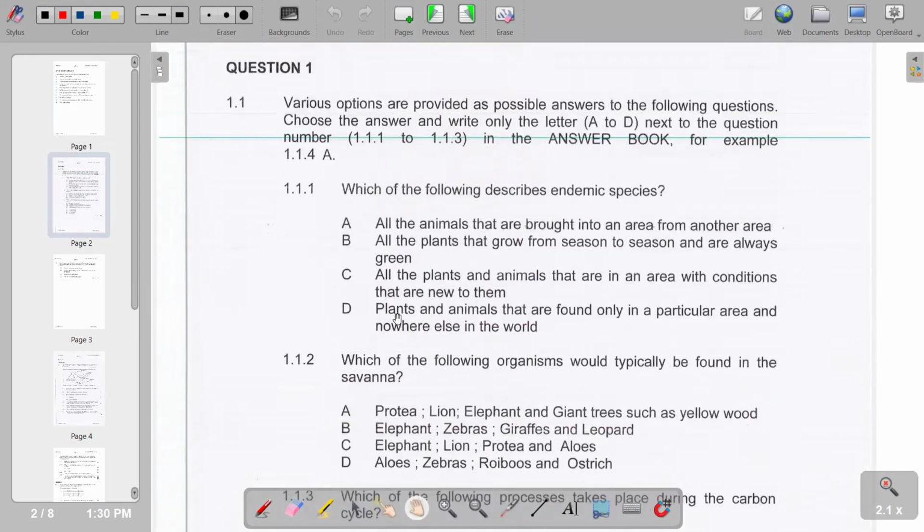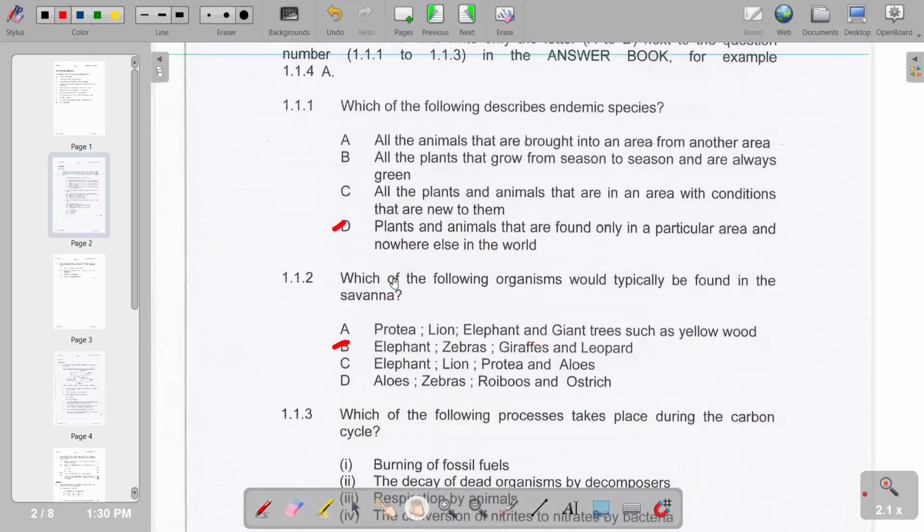Our first question reads, which of the following describes endemic species? And of course, the correct response is D, that is plants and animals that are found only in a particular area and nowhere else in the world. Number two, which of the following organisms would typically be found in the savanna? The correct response is B. We have got elephants, zebras, giraffes, and leopard. So this is the correct answer.